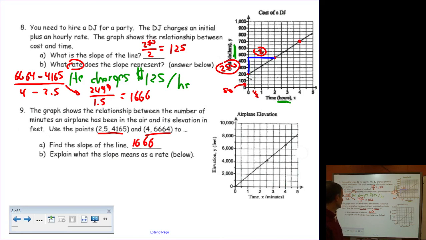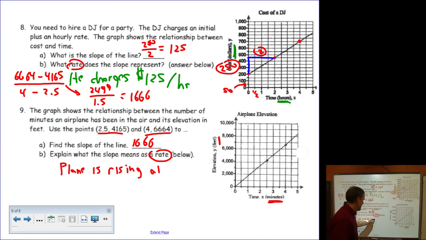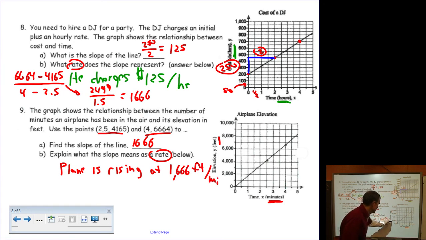Y minus y over x minus x. And then I need to explain what that means as a rate. So the rate is the same, I just need to put the units on. That's feet per minute. It sounds like the plane is going up at 1,666 feet per minute. So the plane is rising, because it's positive, at 1,666 feet per minute. That seems pretty fast to me. I wonder if that's accurate. All right, hope that helps.